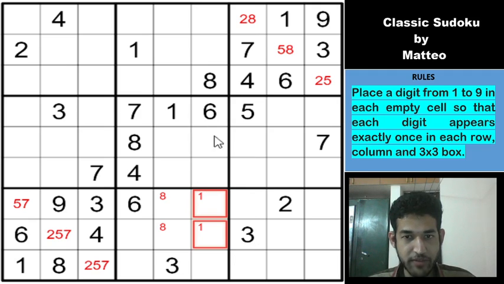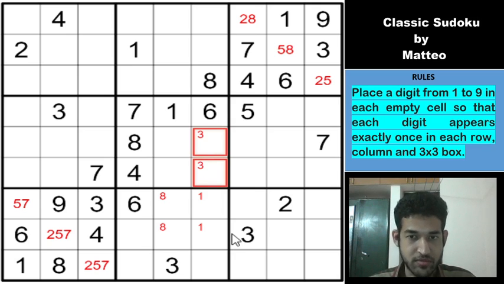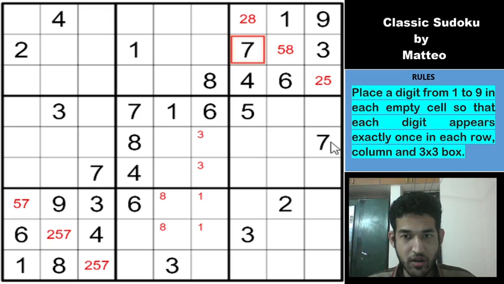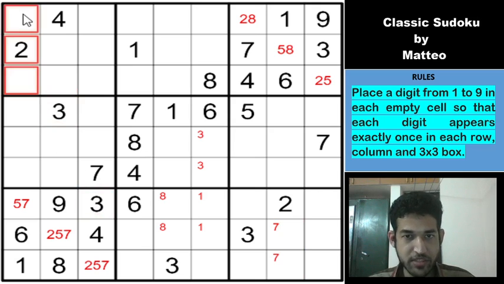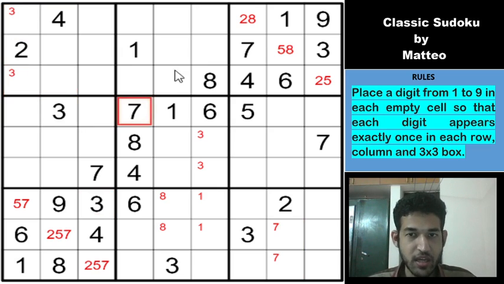Okay, in box 5, 3 can't go in column 5, which means that 3 will be in one of these two cells. And 7 is in column 7 and column 9, which means 7 must be in one of these two cells. There is a 3 in column 2 and column 3, which means that 3 must be in one of these two cells. We are not actually making much progress here because we are getting only pencil marks so far and not a single digit yet.